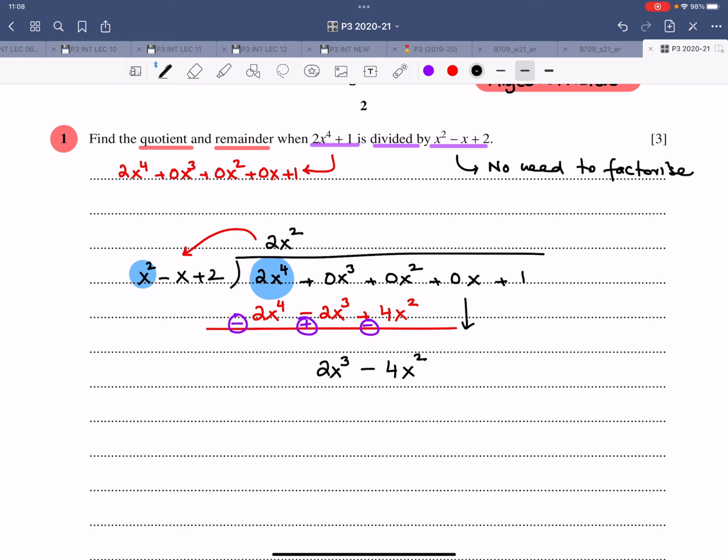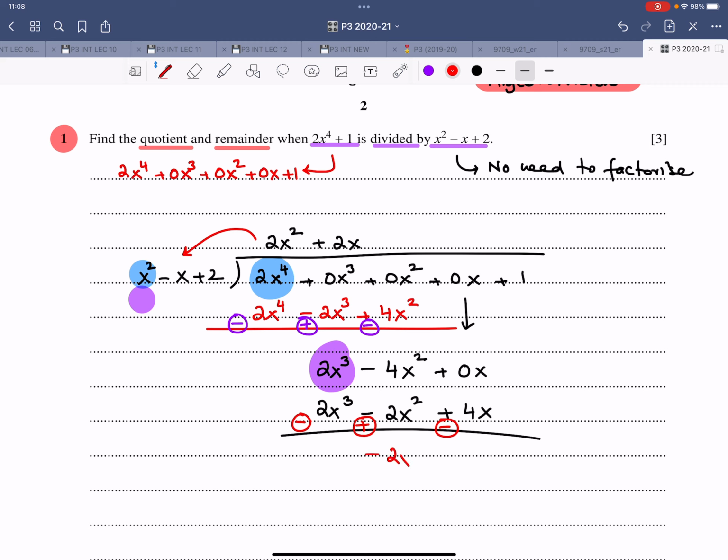Take the next term down, even though it's 0, and repeat the same process. So this time, 2x cube divided by x square is 2x. This is 2x cube minus 2x square plus 4x. Again, change the sign and add. So this is minus, this becomes plus, this becomes minus. Therefore this comes out to be minus 2x square. Minus 4 plus 2 is minus 2, that's perfect, and this is minus 4x.